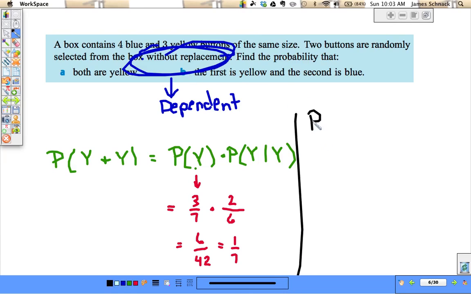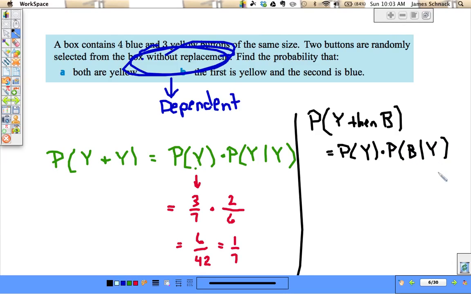Second example, probability of yellow, then blue. So this is going to be the probability of yellow times the probability of blue given that yellow has occurred. So probability of yellow, again, 3/7, times, now what has changed? This whole makeup in the box has changed. There's only 6 buttons to choose from. And of those 6, how many are blue? How many are what we want? There are 4.